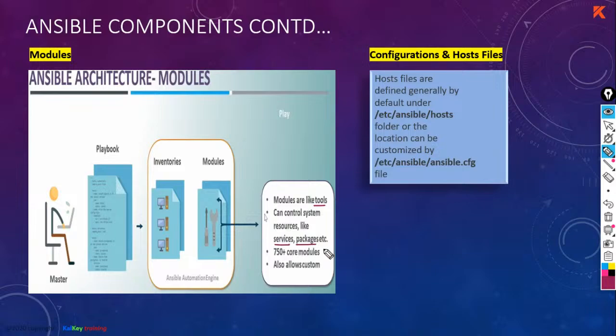As I told you, there are more than 750 core modules, more than enough. More than enough that you need. 750, can you imagine? 750 tasks or modules already inbuilt for you. You can use them. And it will also allow you to customize your module yourself. If something is not available within the 750 plus core modules, then you can also have your own module incorporated and use it. So, the configuration and the host files.